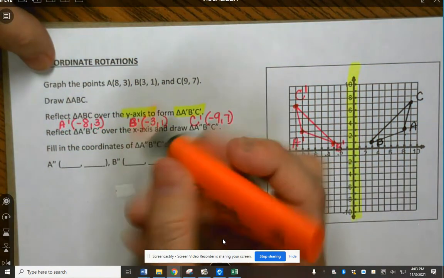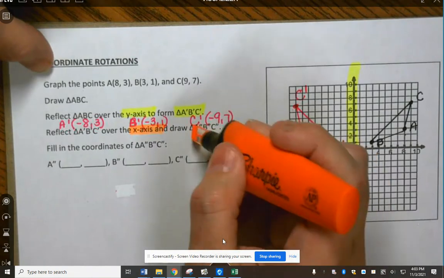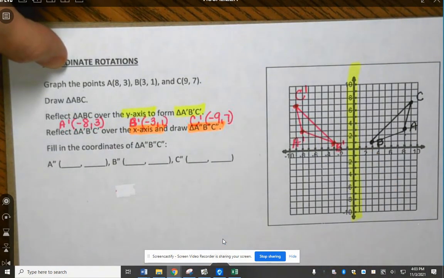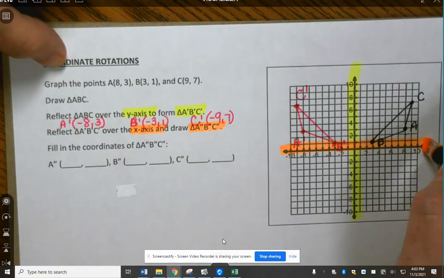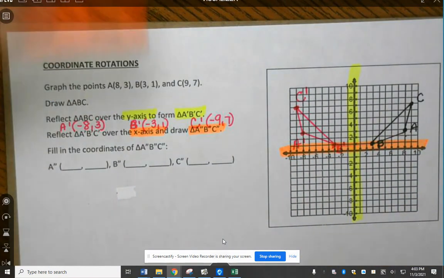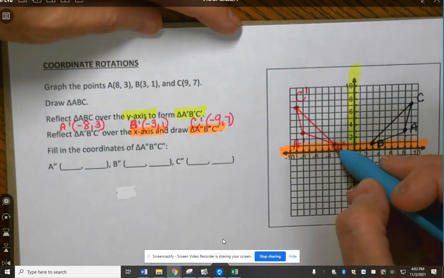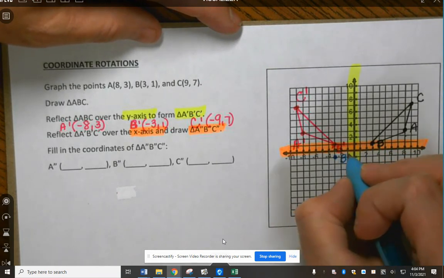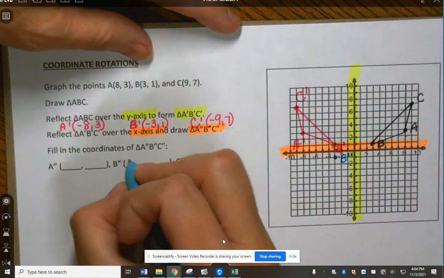Okay, now we're going to take that answer and reflect it over the x-axis to get A double prime, B double prime, C double prime. So here is my x-axis. So B prime is 1 unit above, so B double prime is going to be 1 unit below. So that's at -3, -1.